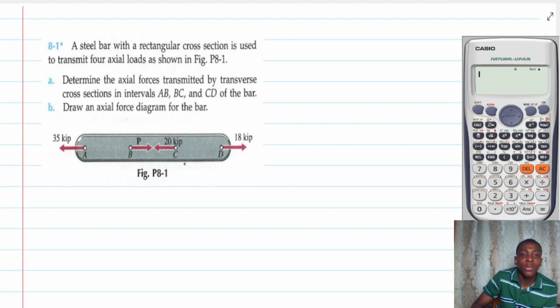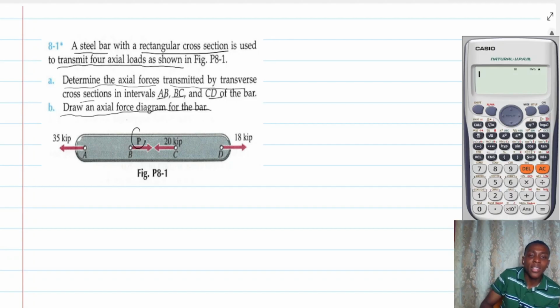So we have a steel bar with a rectangular cross section. It's used to transmit 4 axial loads as shown. Now we are to determine the axial forces transmitted by the transverse cross sections in intervals AB, BC, and CD of the bar. And then also we should draw an axial force diagram for the bar. So how can I solve this problem?